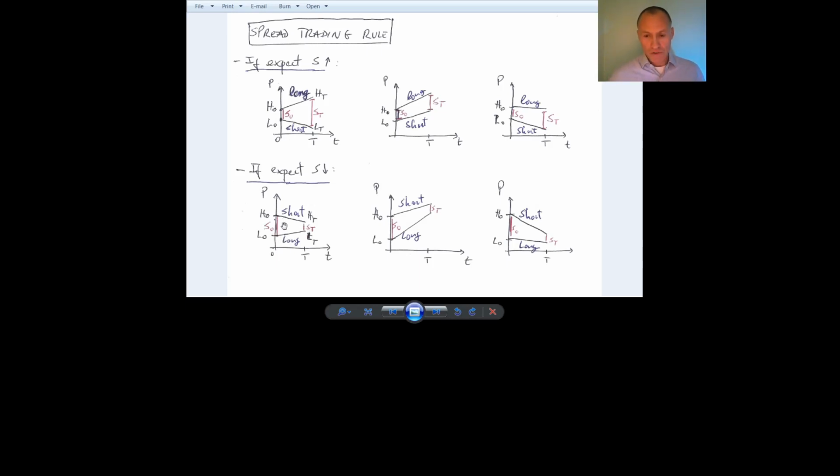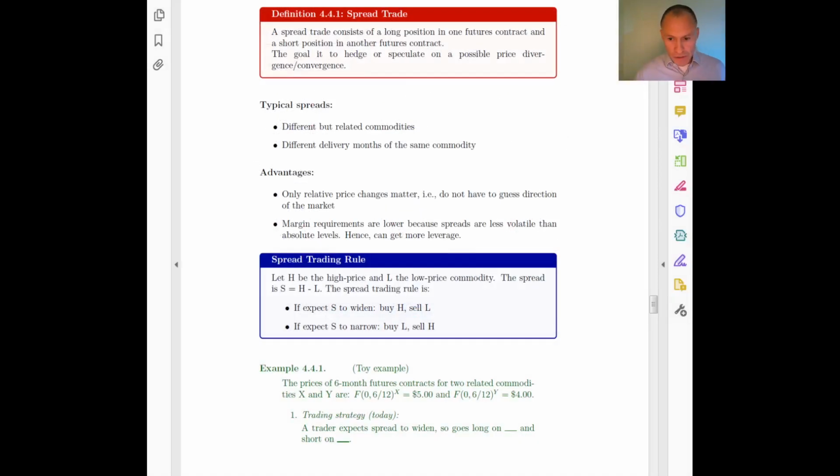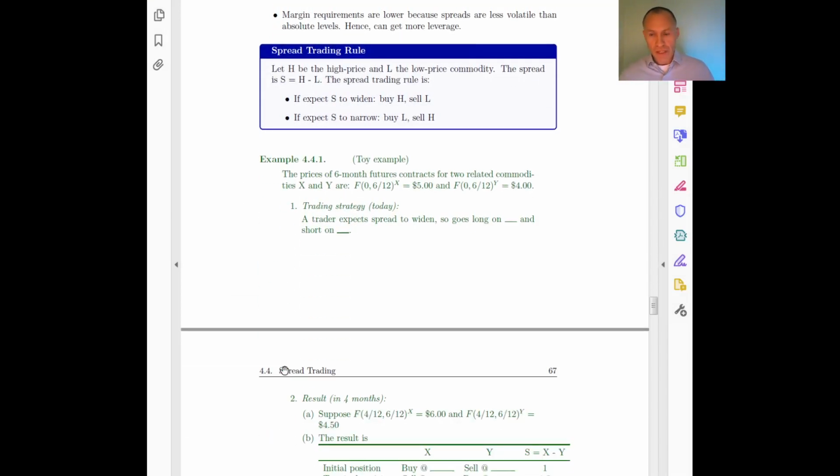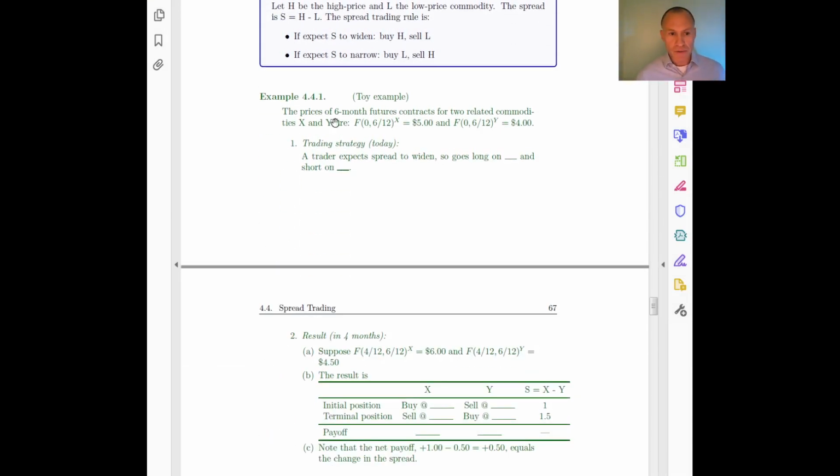Down here you also make money because you're first buying at the low price and then selling at the high price, so very good. But even if the evolution is not exactly like that, so if the overall market goes up, as long as the spread narrows, you still make money. Or if the overall market goes down, as long as the spread narrows, you still make money. Okay? So let's look at the example we have here in the notes. This is still just a very simple example.